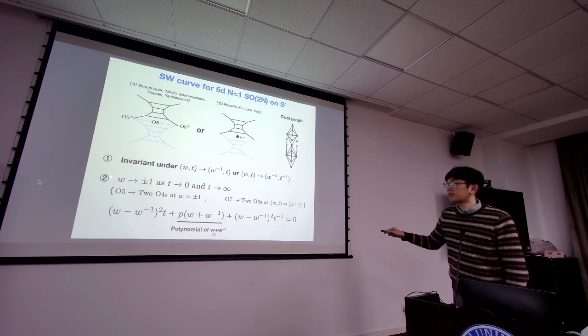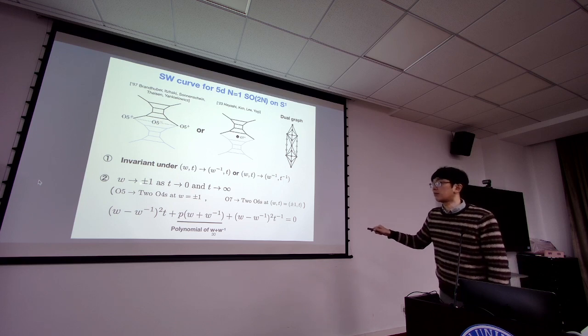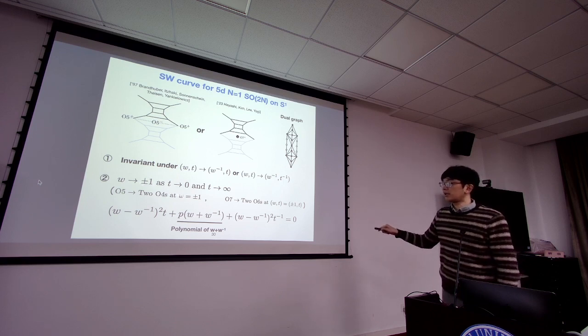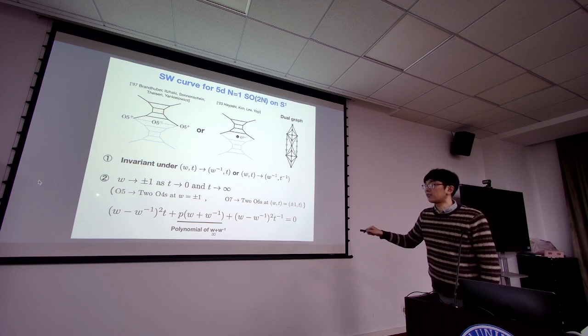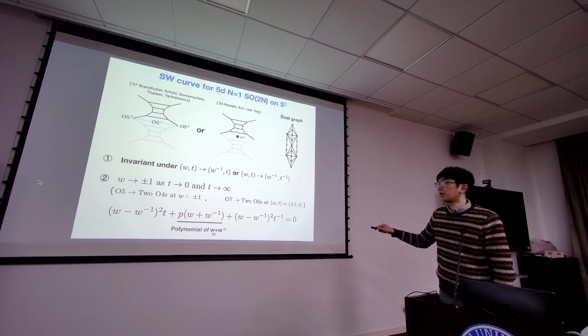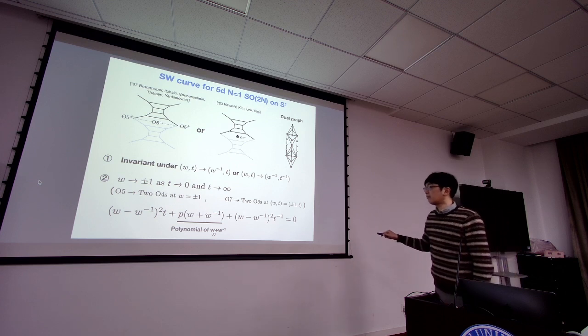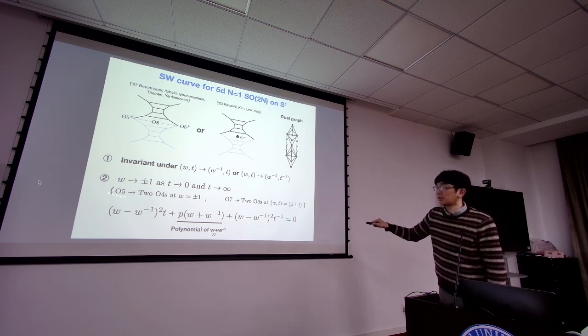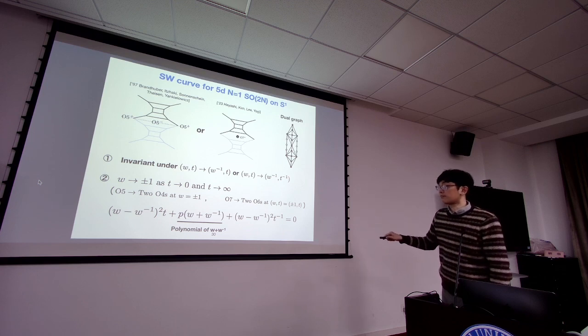At this time, not only previously I said v equals 0, this time I say v equals plus 1 and minus 1. It is because the O5 plane is split into two O4 planes in the T duality, so we have two positions. And then we obtain this type of Seiberg-Witten curve based on this boundary condition.